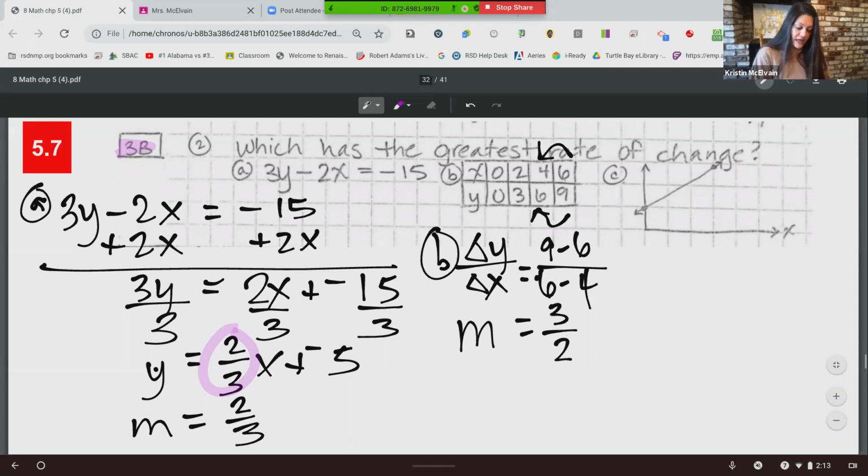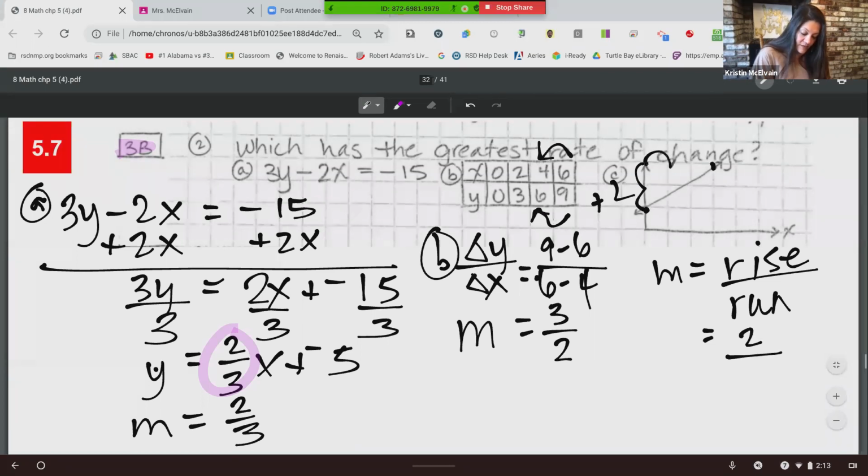Okay, and then for C, we can actually just count that. So we're going to go from 0, 1 to, looks like 3, 3. So we're going to count up plus 2. So this is rise over run. So we have a rise of 2 and a run of 1, 2, 3.